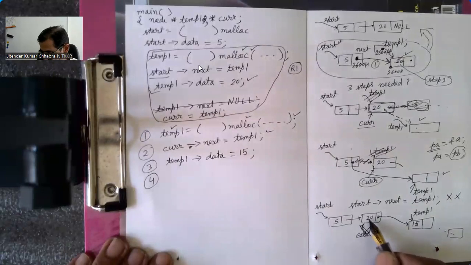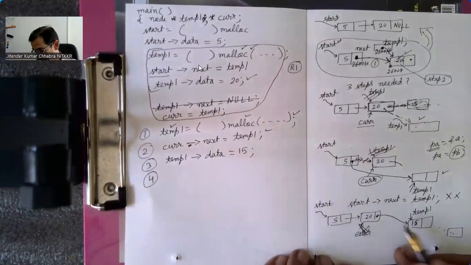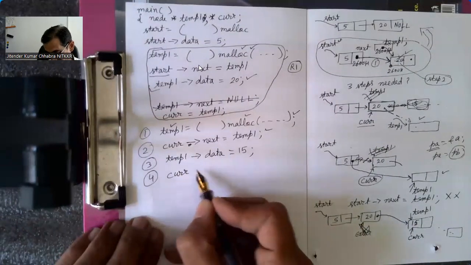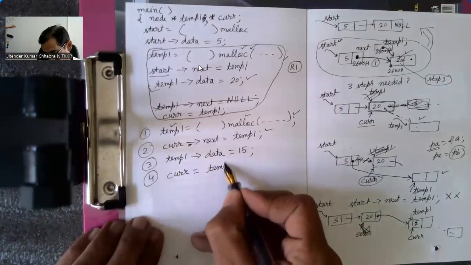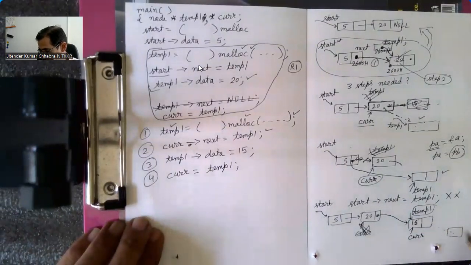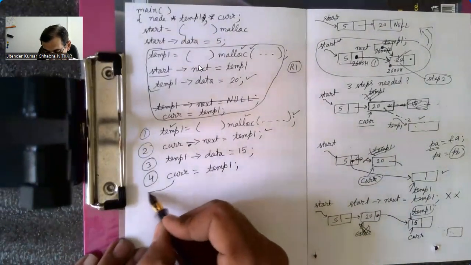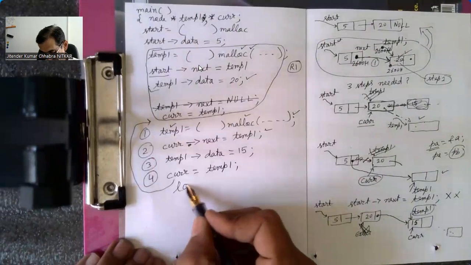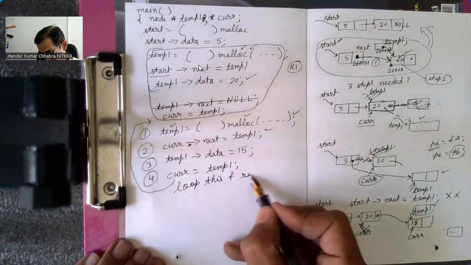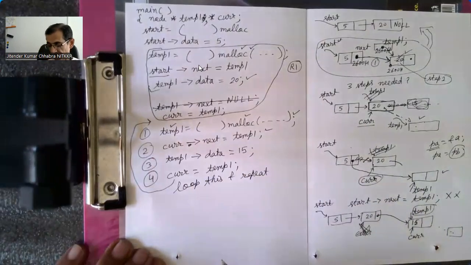Now current, this node's pointer is not needed because the linked list is ready, and we always go sequentially in a linked list. So my current will come here, and for that I will write current equal to temp1. The advantage of shifting current is that temp1 is now free. Temp1 can be given a new malloc and I can repeat. So effectively, I can loop this and repeat for any number of nodes to be created.